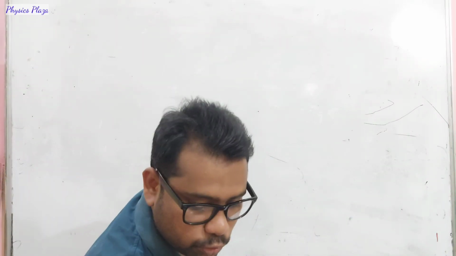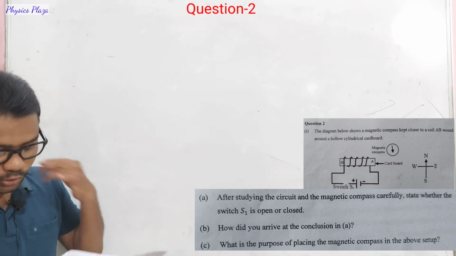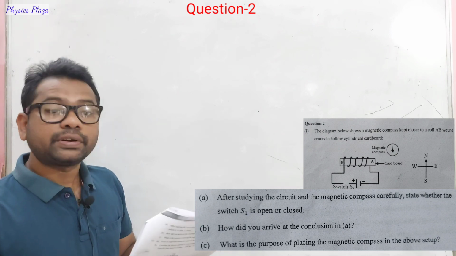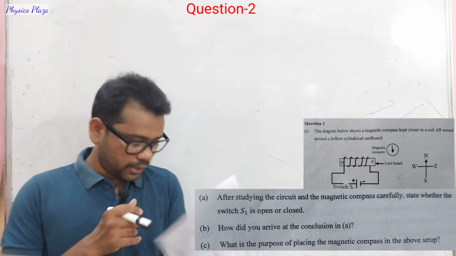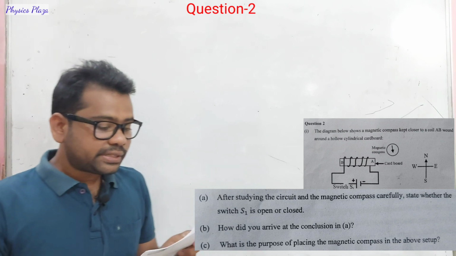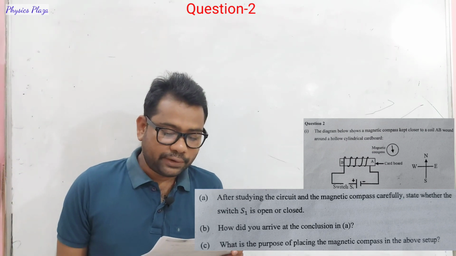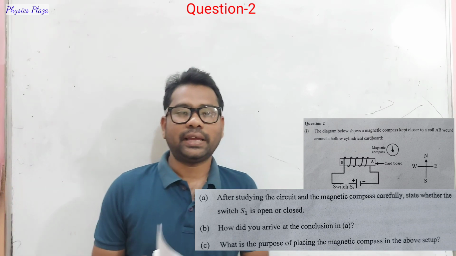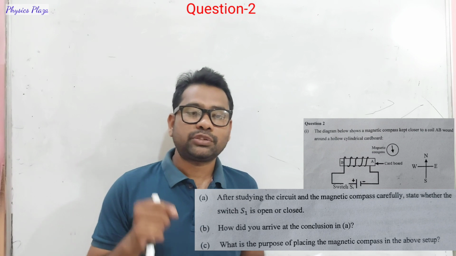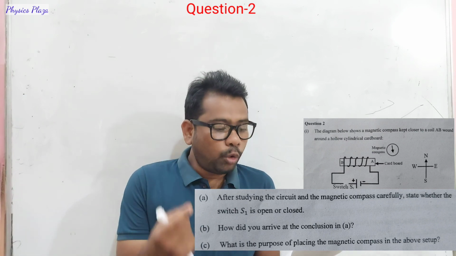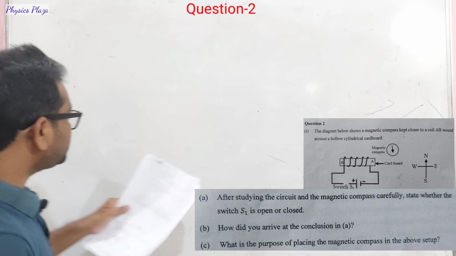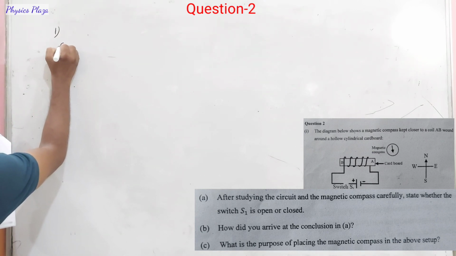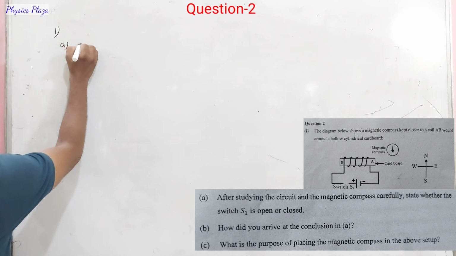Now look at question number 2. Children, question number 2 is based on electromagnetism. Look at the question given. The first question, question 2, bit 1A. After studying the circuit and the magnetic compass carefully, state whether the switch S1 is open or closed. Many students, by seeing the diagram, came to the conclusion that the switch is off, the switch is open. But dear children, the answer is, look here, question 2, first bit A, it is closed.